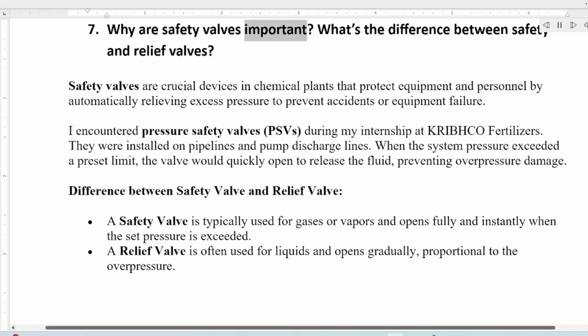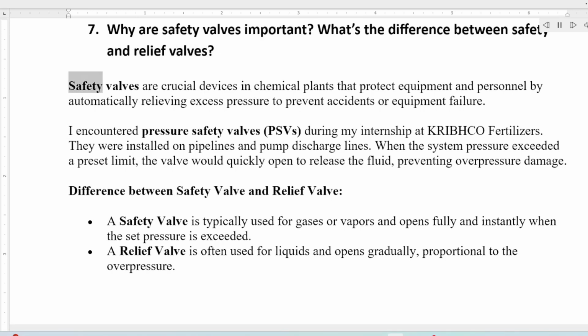Why are safety valves important? What's the difference between safety and relief valves? Safety valves are crucial devices in chemical plants that protect equipment and personnel by automatically relieving excess pressure to prevent accidents or equipment failure. I encountered pressure safety valves, PSVs, during my internship at Kribitko Fertilizers. They were installed on pipelines and pump discharge lines. When the system pressure exceeded a preset limit, the valve would quickly open to release the fluid, preventing overpressure damage.